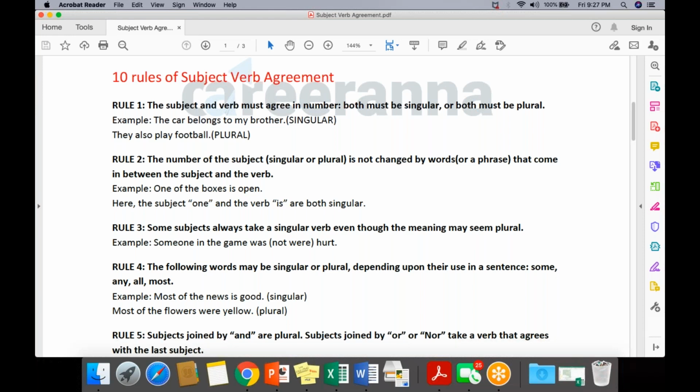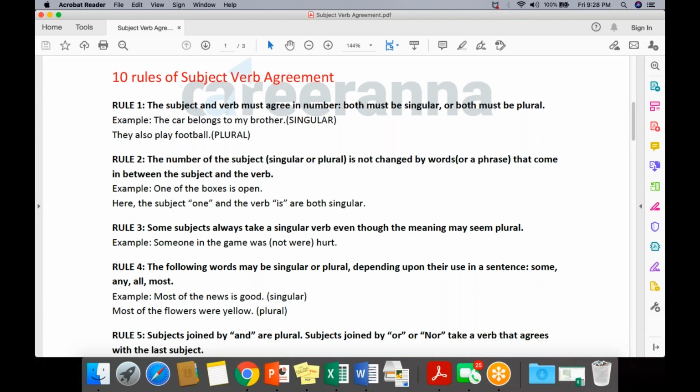Now the challenge starts. Rule number one looks very simple, but the challenge starts when there come a lot of phrases, or a lot of joining words in my sentence, which makes it difficult for me to understand which subject my verb is talking about. What is the subject of my verb? And that is where rule number 2 will come into the picture.